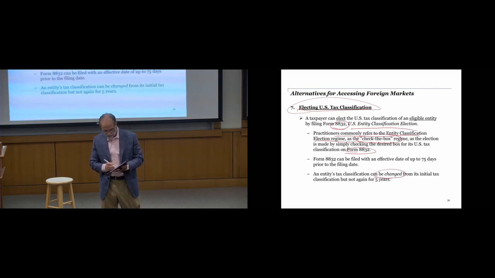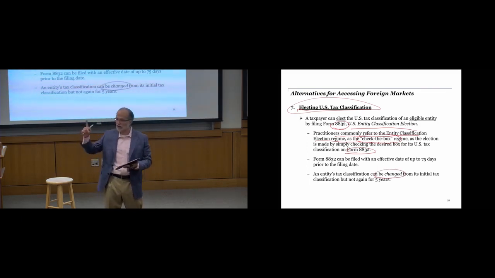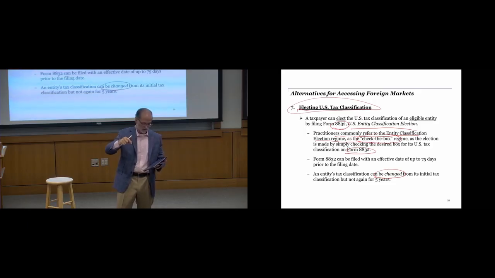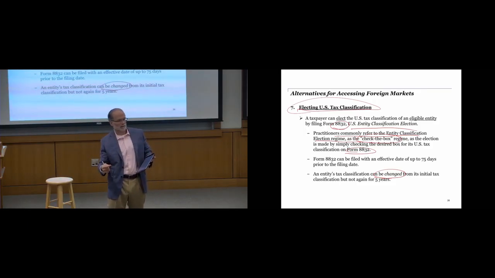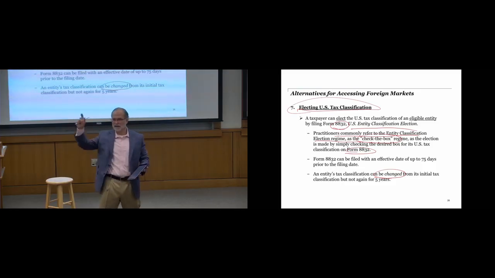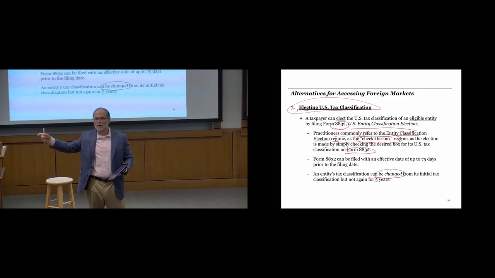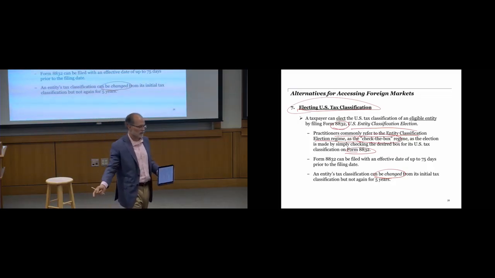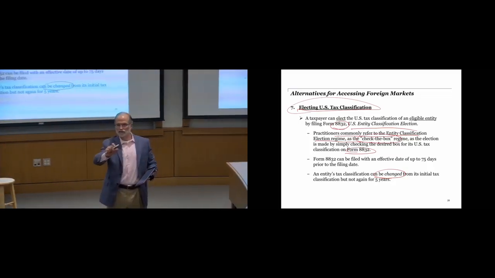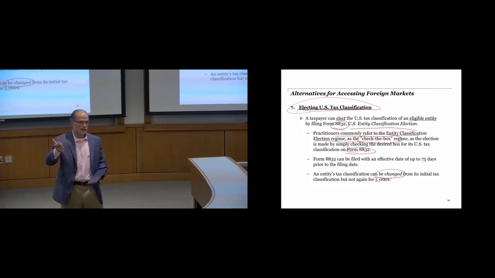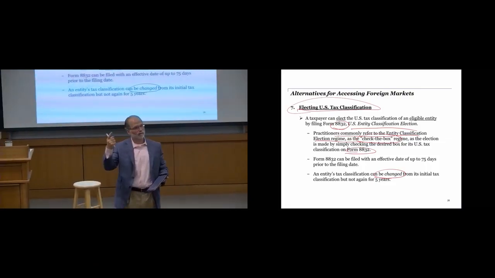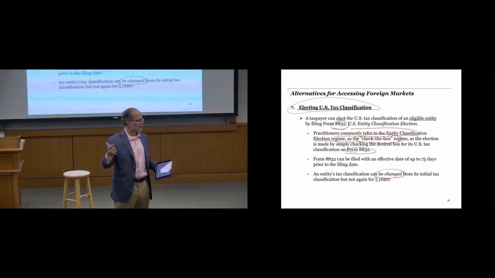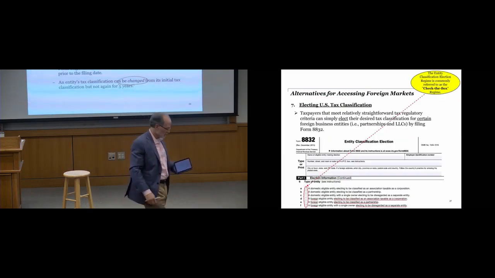An entity's tax classification can be changed from its initial tax classification. So I can choose to be a corporation, I can choose to be a partnership at the beginning, and then I can change that subsequently. But once I change, I can't change again for 5 years. So the U.S. government doesn't want me to just flip and do this stuff all the time. So I get one free change of mind, people like to say this. So if I start at something, I can elect to change it, but then I have to wait 5 years to change a second time.